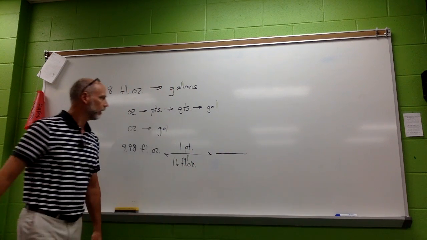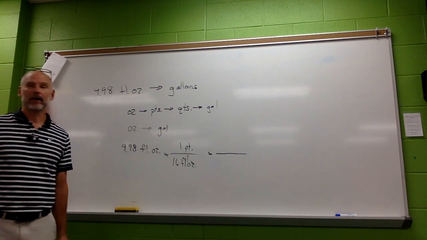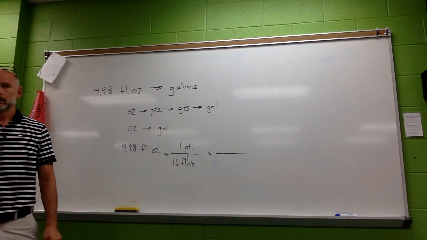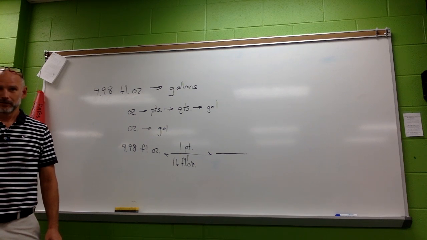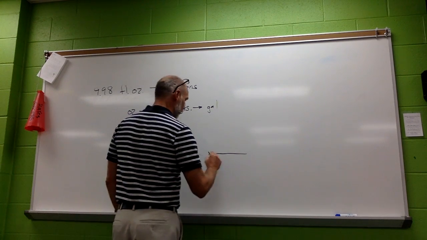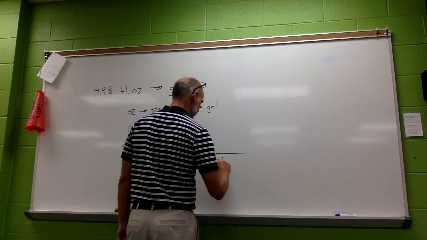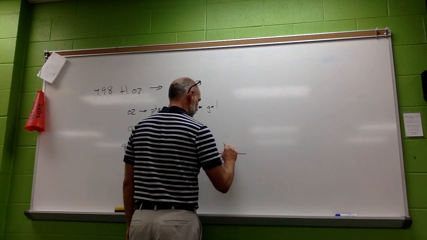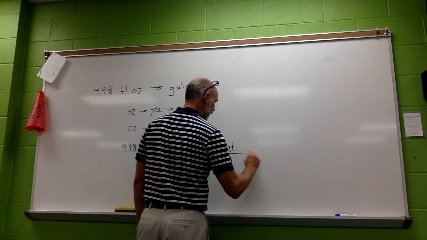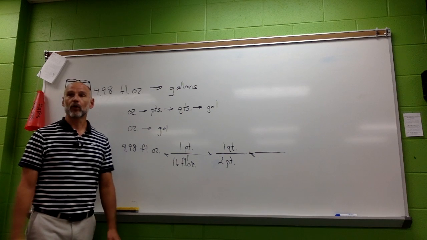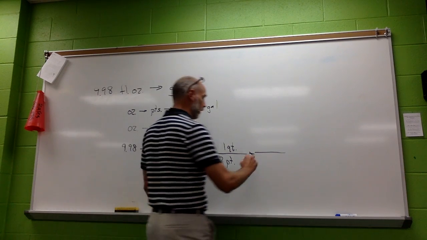Perfect. And then, according to this, going from pints to quarts, what's that relationship? 2 pints in a quart. Where are the 2 pints going to go? Denominator. And how many quarts in a gallon? Where are the 4 quarts going to go? In the denominator.